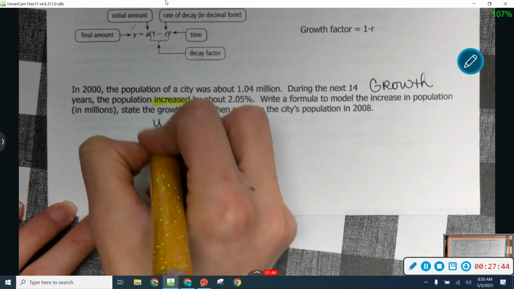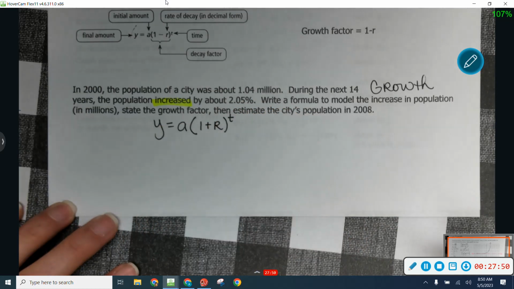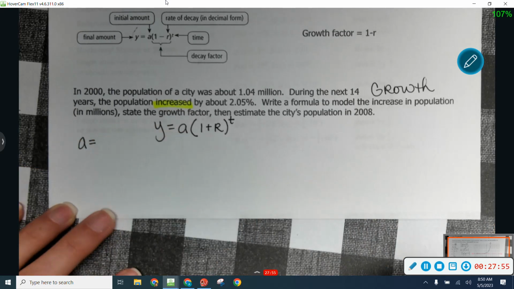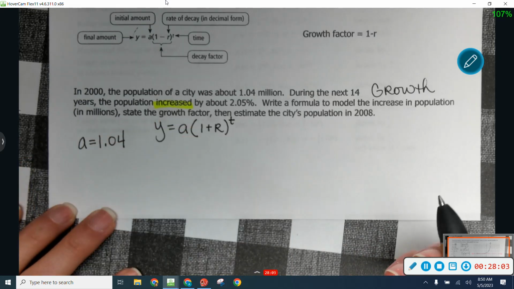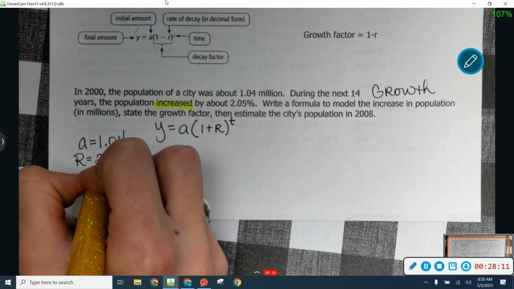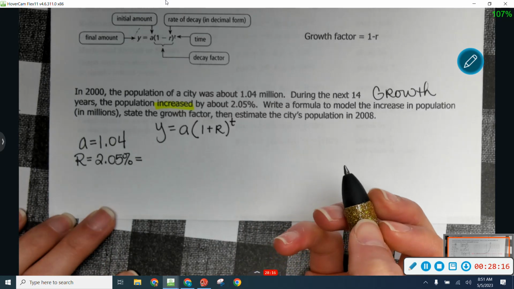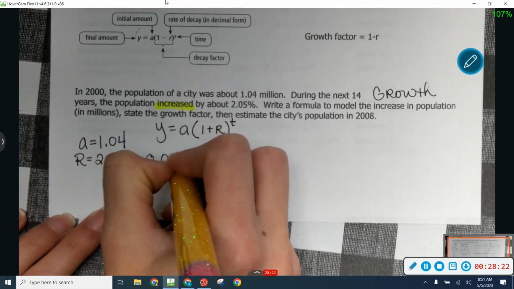Okay, so I know it's a growth. So then I know my formula is y equals a times 1 plus r to the t power. Okay, what's my a? What was my initial value? The 1.04 million. Okay, my formula is going to be in millions, so it's just going to be the 1.04. Okay, my r is 2.05%. That's my percent increase, but I need it as a decimal. So what is it as a decimal? 0.0205. Very good.